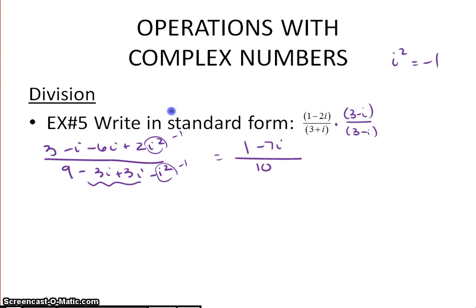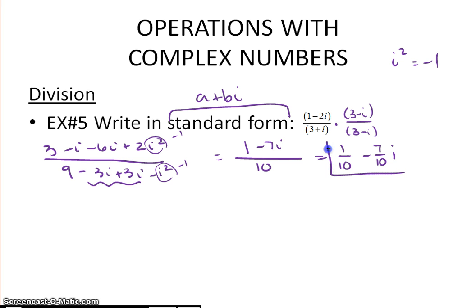But to get it into standard form, it's a plus bi. So we have to separate. So this is 1 over 10, and this is minus 7 over 10 i specifically. So you can clearly read your a, and then your b, and then your i. And that would be in standard form. So we always put our complex numbers in standard form, which is a, the plus or the minus, bi. And that is how you divide complex numbers.